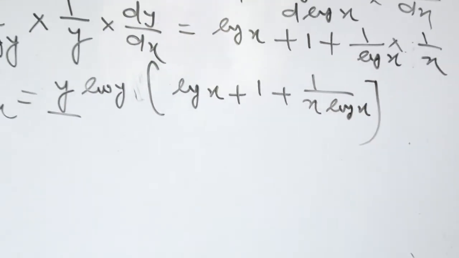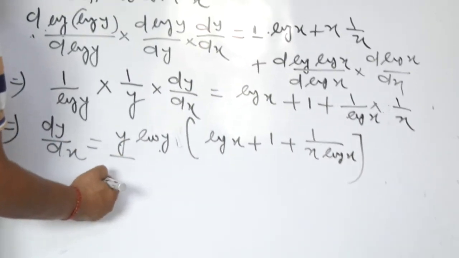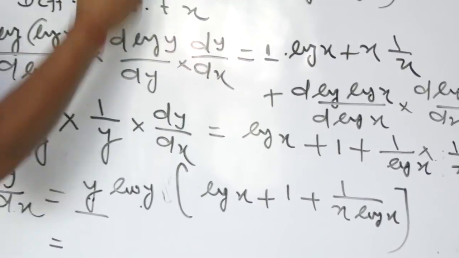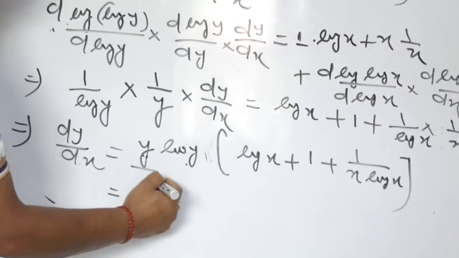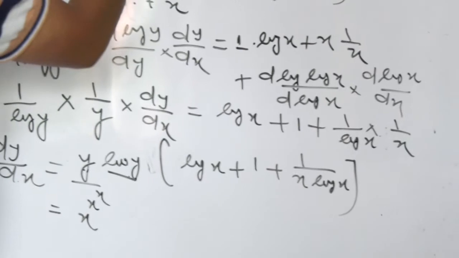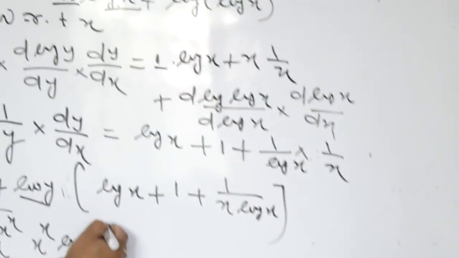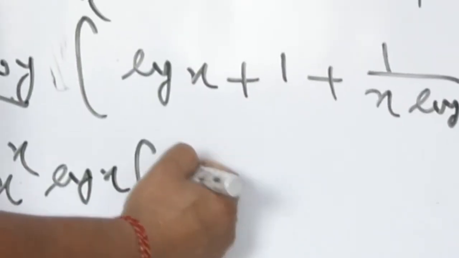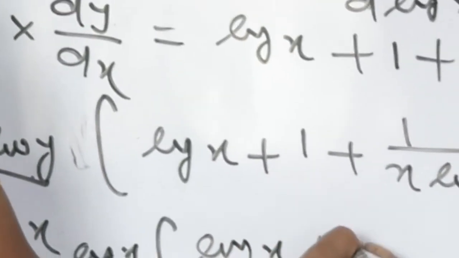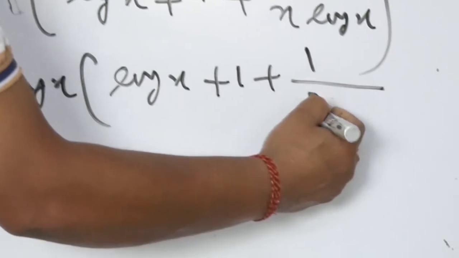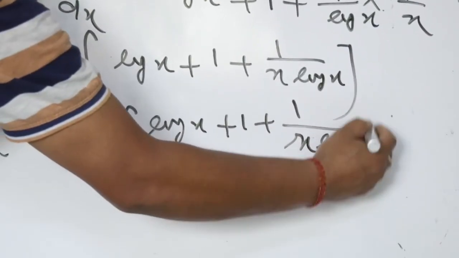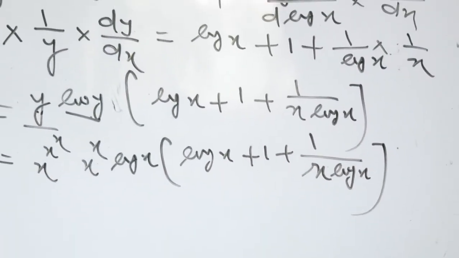So you have to substitute the value of y and log y here. y means x to the power x to the power x. Log y means x to the power x into log x. And log x plus 1 plus 1 by x log x. Yes, this is the correct answer.